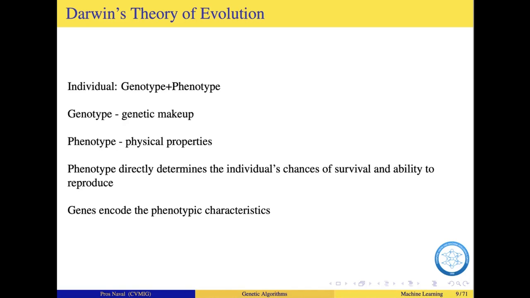Now for the phenotype, you have the observable physical properties of the individual, which in this case would be the blue eyes. So the phenotype directly determines the individual's chances of survival or ability to reproduce. The stronger ones, the bigger ones, the ones that are able to fight diseases have better chances of survival and pass on their genes to their offspring. Genes encode the phenotypic characteristics of the individual.